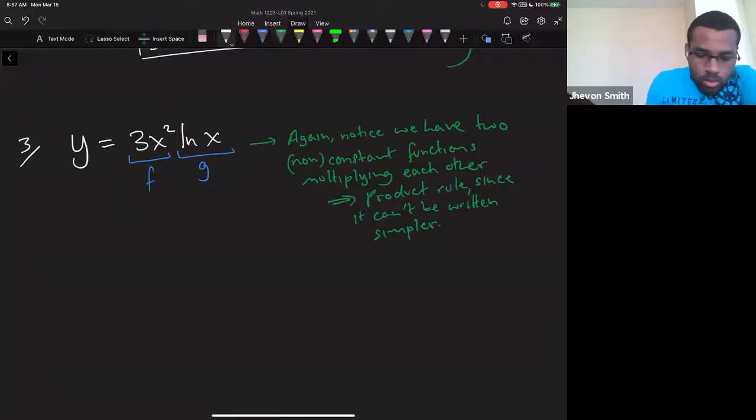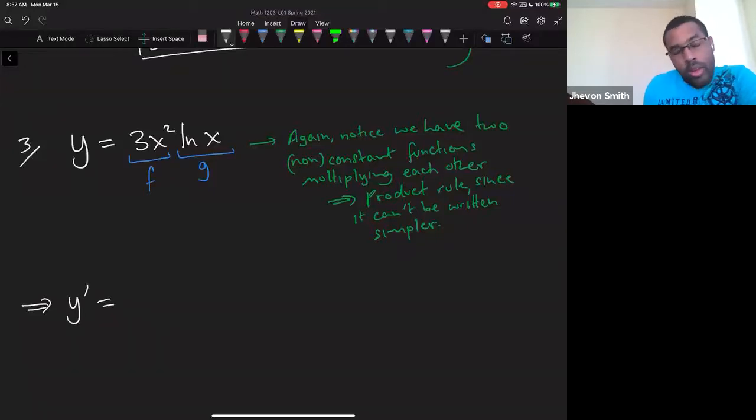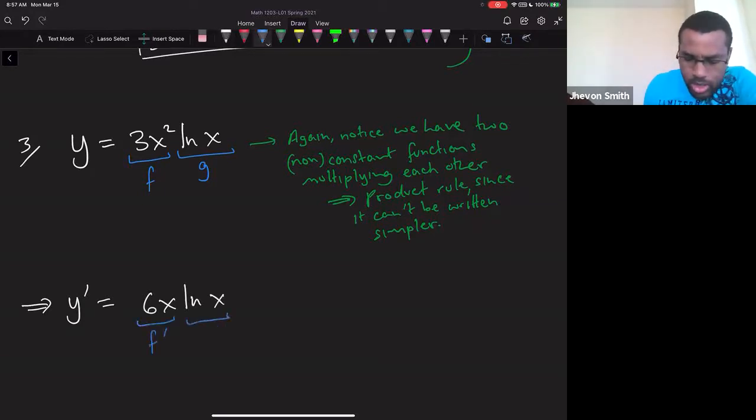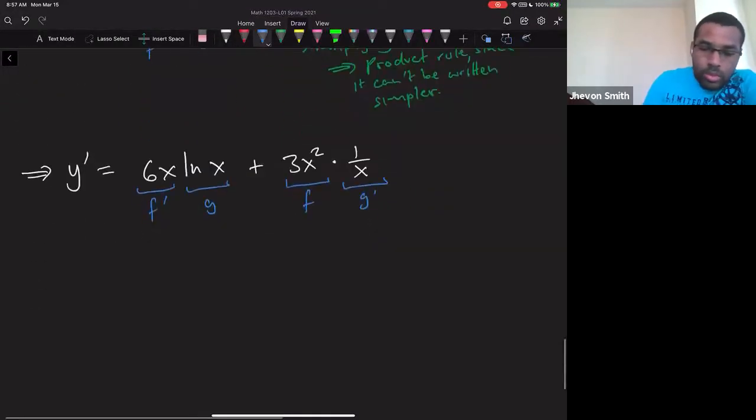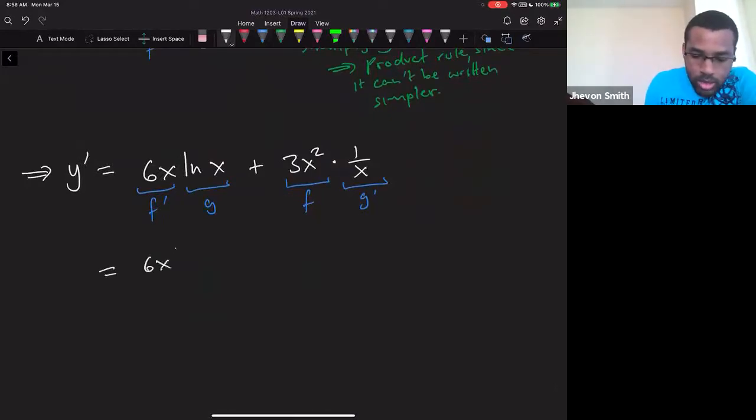So in y prime, I would look at the first one, and we know that we have the constant factor rule, so there's a 3 in front. I would leave the 3 alone and differentiate the x squared, which is 2x. So this is actually going to give me 6x times ln x. That's my f prime, that's my g, plus now I have my 3x squared hanging out, multiplied by the derivative of ln x, which we have memorized is 1 over x. So this is my f, that's my g prime. I can simplify this a little bit: 6x ln x plus 3x.